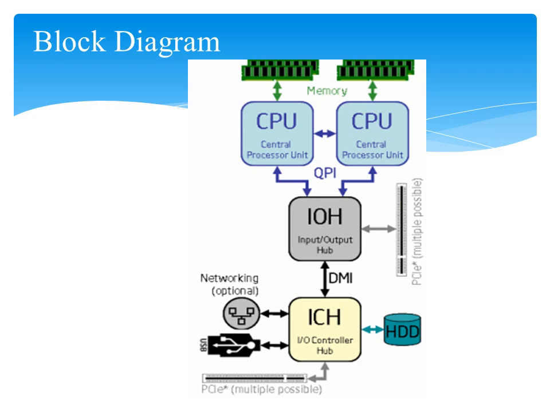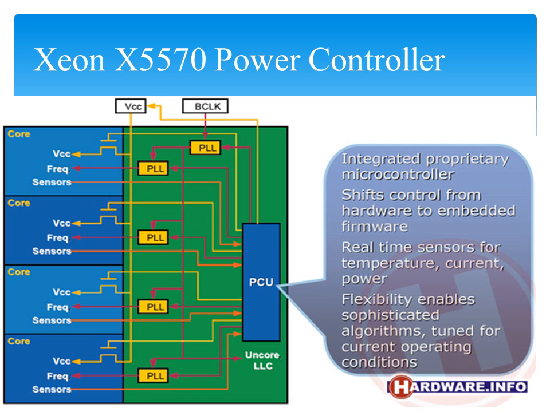It's also connected with the database with the help of HDD, and it will also follow the various networking protocols. It also has the feature of USB, and it will give the outputs to the input output hub. This is the Intel Xeon X5570 power control. This is an integrated proprietary microcontroller which shifts controls from hardware to embedded firmware. Real-time sensors for temperature, current, power, flexibility enable sophisticated algorithms that are tuned for current operating conditions. This is a good power controller.